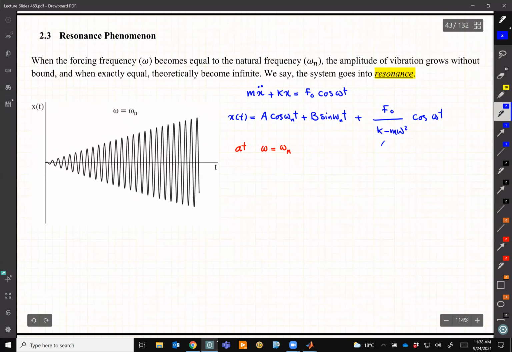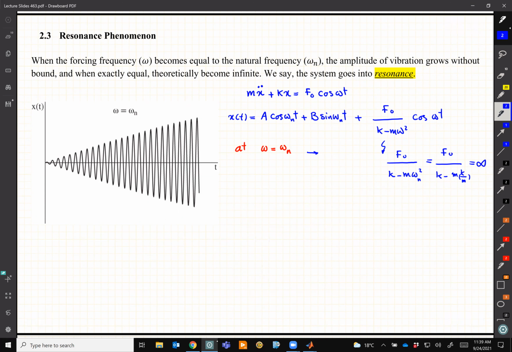Let's write down this part of the equation. It will be f0 over (k minus m omega_n squared), right? For omega_n squared, I have a formula. It is k over m, and so this is infinity. So it is wrong. Therefore, our solution is wrong.